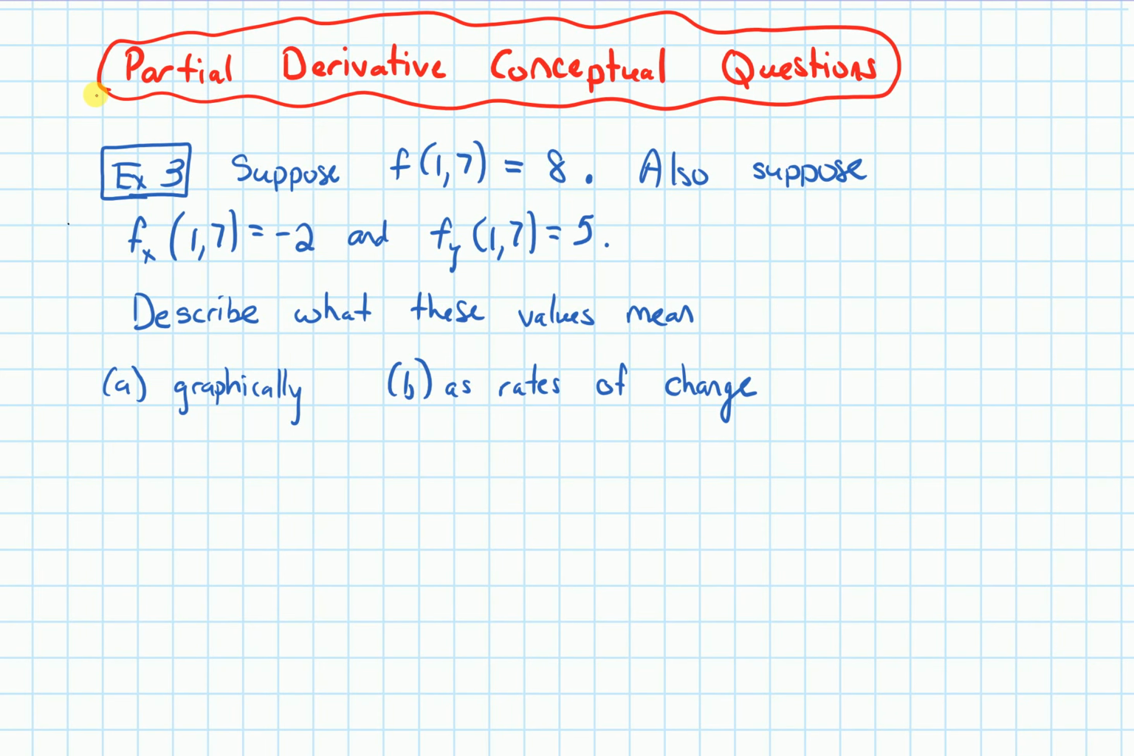In this video, we are going to look at some conceptual questions involving partial derivatives. So our example says, suppose that f of 1 comma 7 equals 8. And suppose also that the partial with respect to x, when x is 1 and y is 7, is equal to negative 2. And the partial with respect to y at that point is equal to 5. Describe what these values mean.